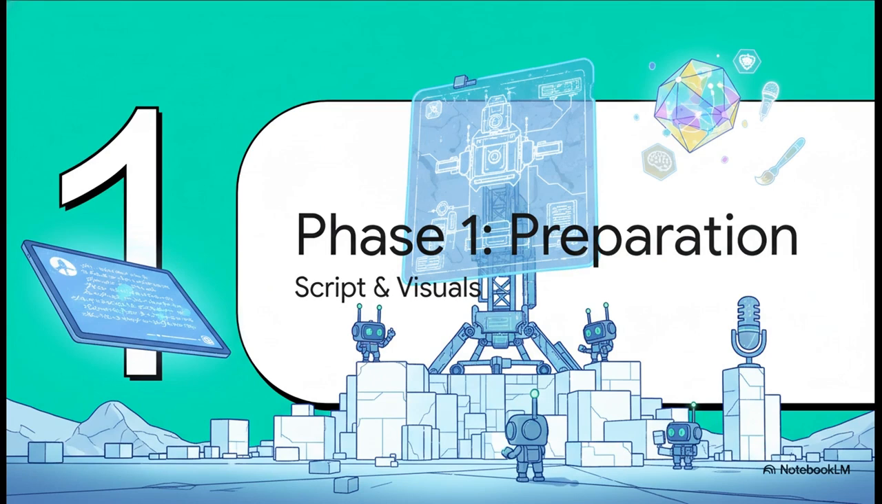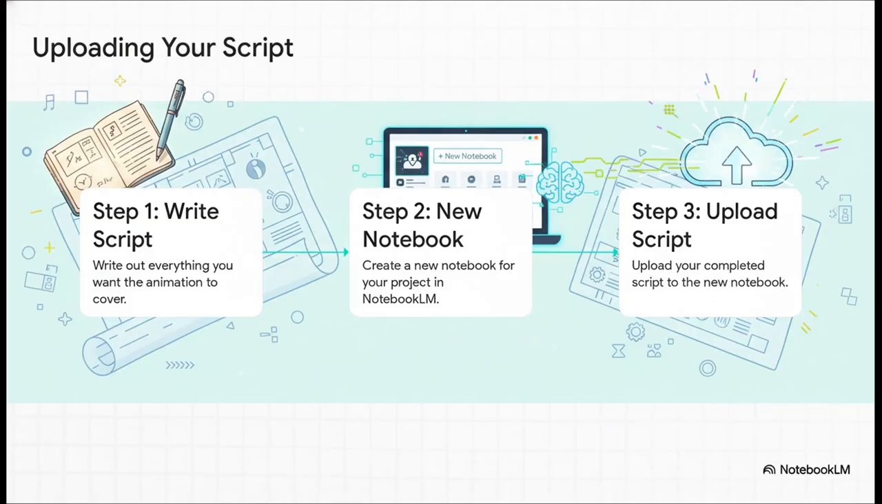Phase 1, preparation. Just like with any good build, it all starts with a rock-solid foundation. And for us, that foundation has two key parts: the script you want to animate and the main visual that's going to tell your story. Okay, first things first, you've got to have that blueprint, your script. Get it all written out, everything you want the animation to say and show. Once that's ready, just open up NotebookLM, make a new notebook for your project, and upload that script. That's it. You've just loaded the plans into the job site.